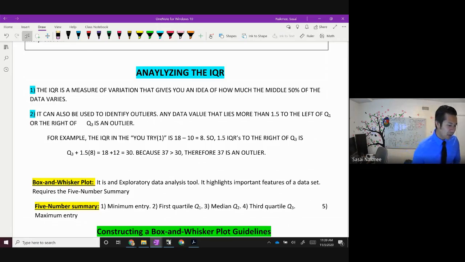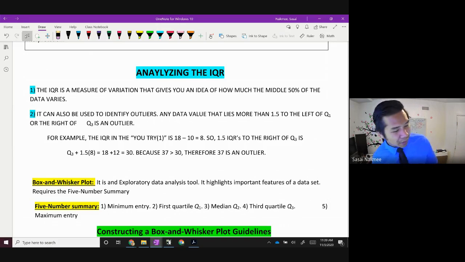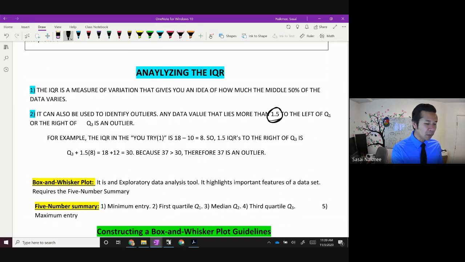So the IQR is a measure of variation that gives you an idea of how much the middle 50% of your data varies, right? How much of your data varies in the middle 50%. It can also be used to identify outliers, right? Any data value that lies more than, and this is the key thing I want you to highlight, circle, or whatever, anything that lies more than 1.5 to the left of Q1 or to the right of Q3 is an outlier. Now that 1.5, that's the part that you've got to be careful with, right?